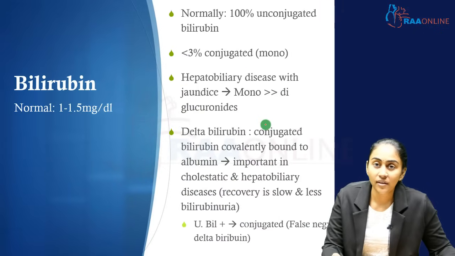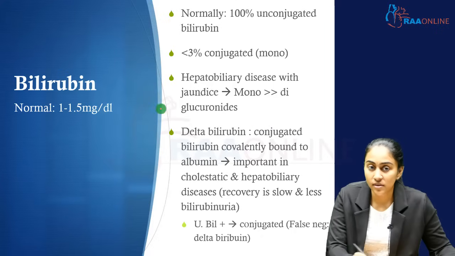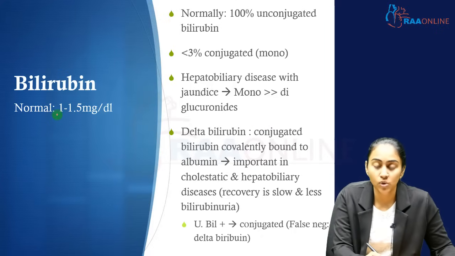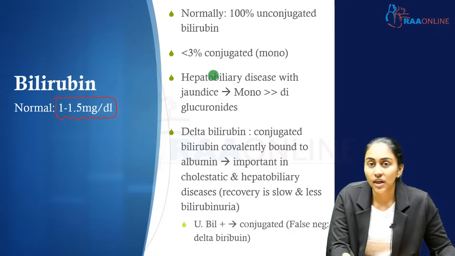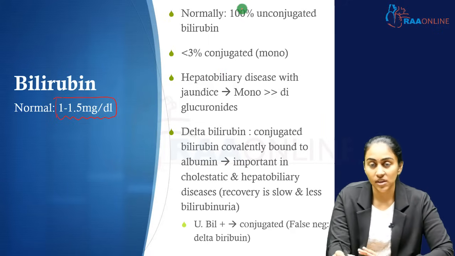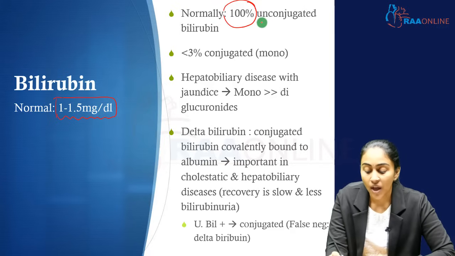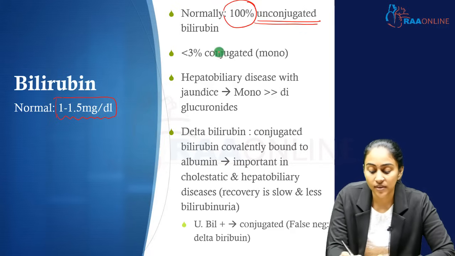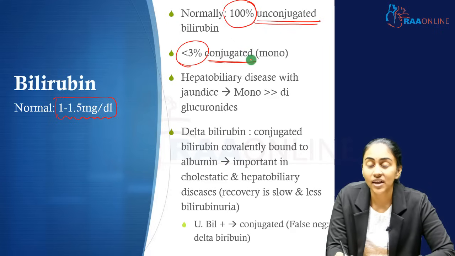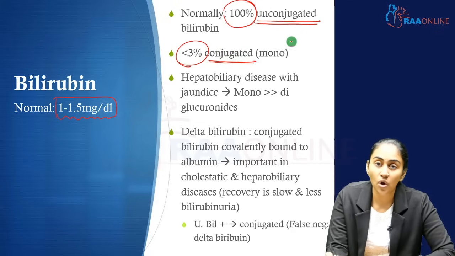Now, normal parameters as far as bilirubin is concerned, what is a normal level of bilirubin? 1 to 1.5 milligram per deciliter is the normal level of bilirubin. Remember that under normal circumstances, almost 100% of the bilirubin is unconjugated. About 3% or even less is made up of the conjugated bilirubin. And even in that small fraction, it is largely bilirubin monoglucuronide.